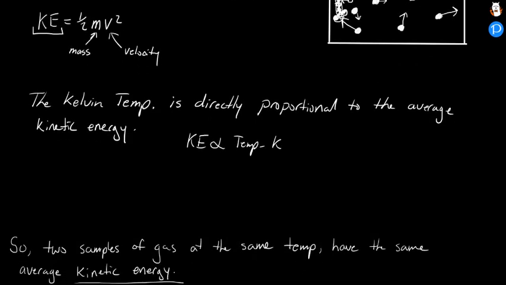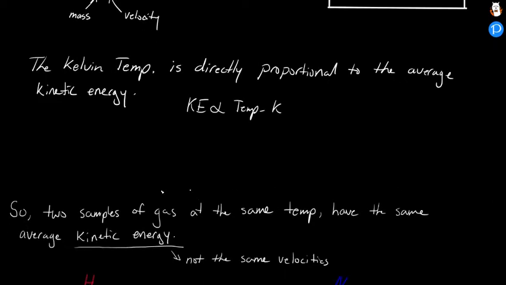So let's think about it like this. Two samples of gas at the same temperature, if I have two different samples of gas, like let's say hydrogen gas and nitrogen gas, if they have the same temperature, that means they have the same average kinetic energy. But that does not mean that they have the same velocities. They do not have the same velocities. And that's because they have different masses.